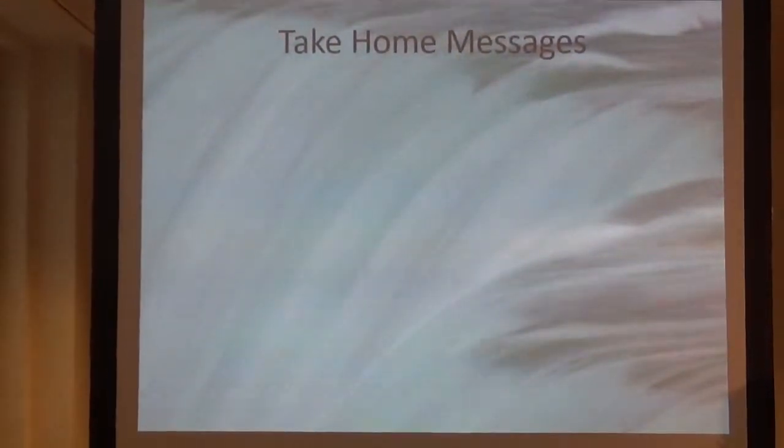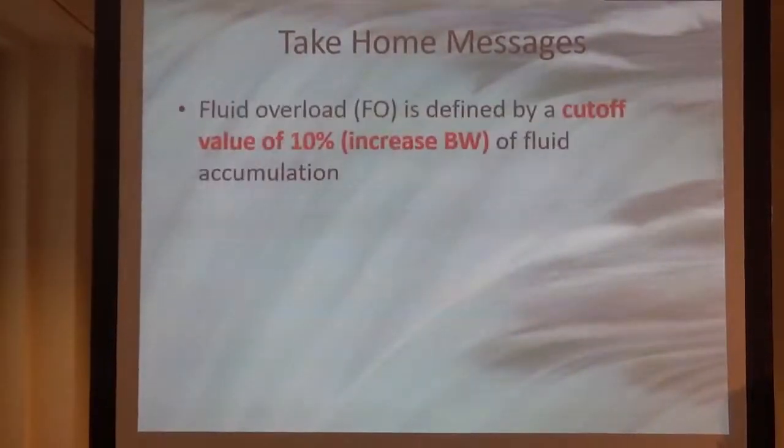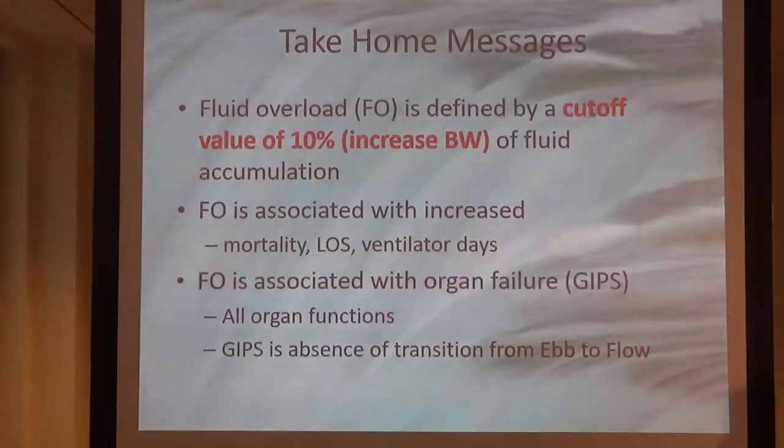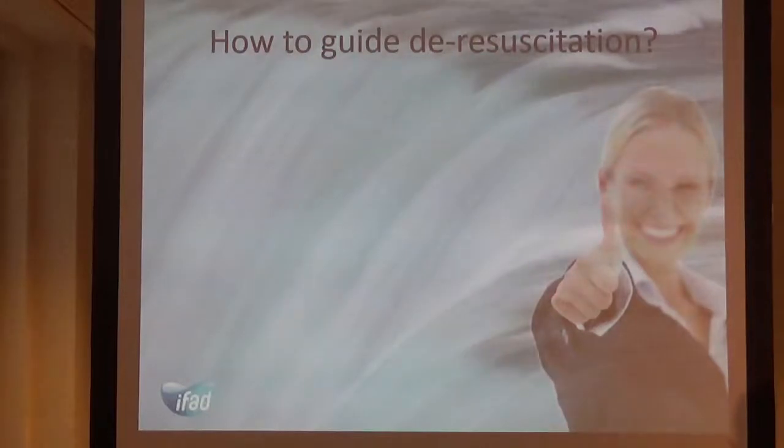I would like you to go home with the following messages. Fluid overload is defined by a cutoff value of 10% increase in body weight. It is associated with increased mortality, length of stay, ventilator days, and it is associated with organ failure, and this is what I refer to as global increased permeability syndrome. It's the absence of transition from ebb to flow phase.